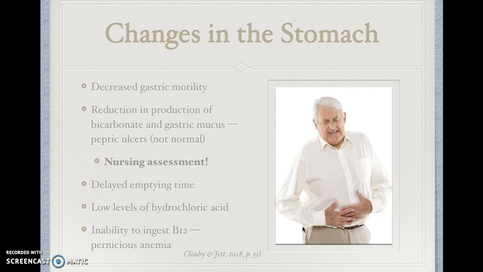While this reduction commonly leads to peptic ulcers, these ulcers are not considered a normal part of aging. The older adult can have delayed gastric emptying and lower levels of hydrochloric acid. This acid is needed to ingest B12, so without it, the older adult can develop pernicious anemia.